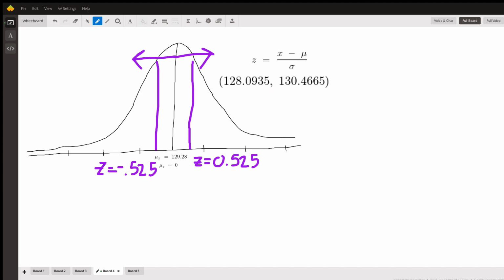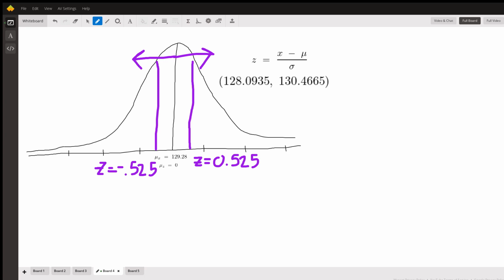So to check your answer, you would take the mean 129.28 and subtract 128.0935 from it. That difference is 1.1865, and then add that to the mean. You'll want to get that top value in the interval, that 130.4665 value. So I have 1.1865, then I add the mean to that, and I get that top value. So that's how you know your answer is correct.